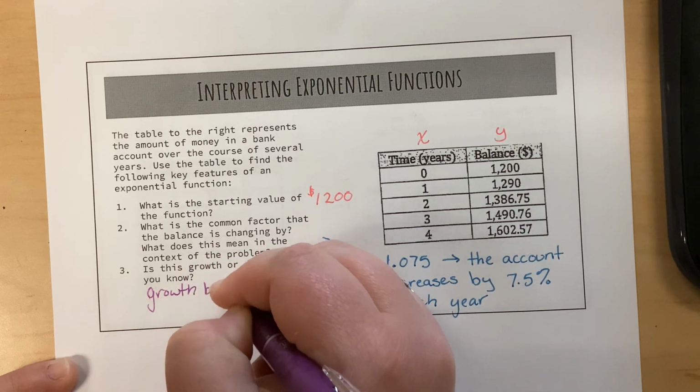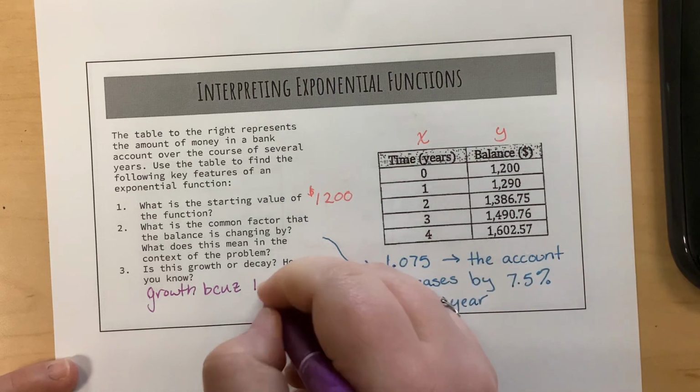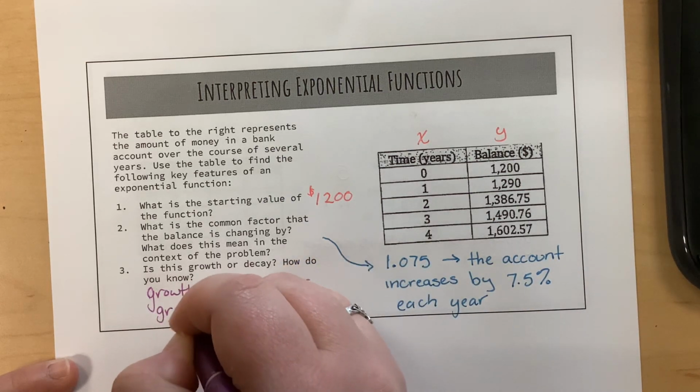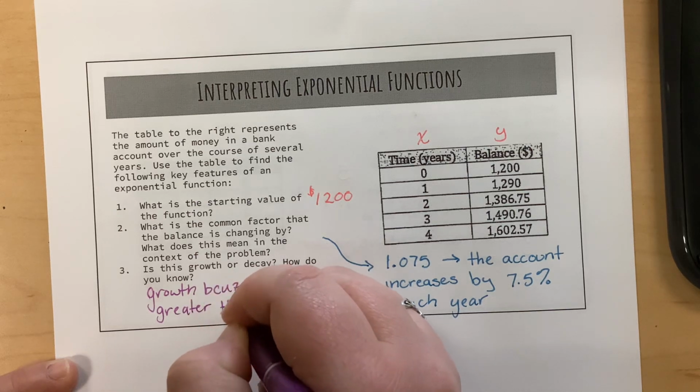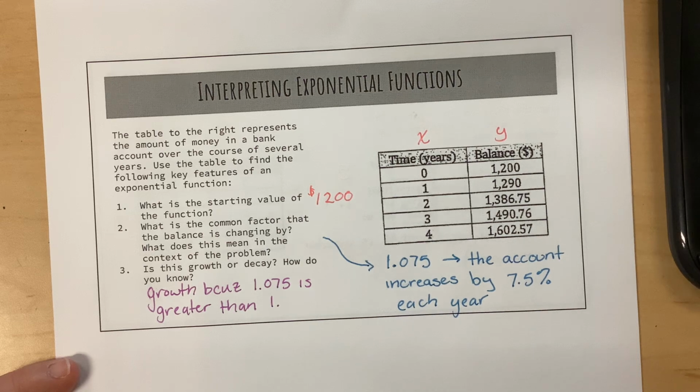Because 1.075 is greater than 1. Let's actually go ahead and practice writing the equation.